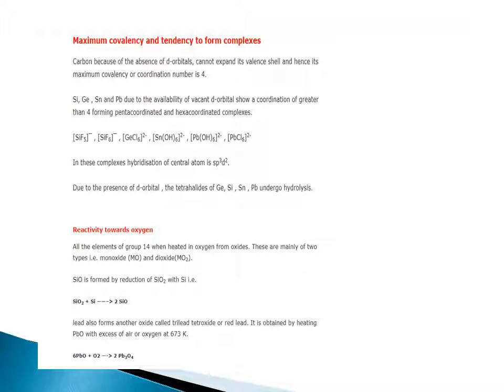Lead also forms another oxide called trilead tetraoxide, or red lead. It is obtained by heating lead oxide with excess of air or oxygen at 673 Kelvin.